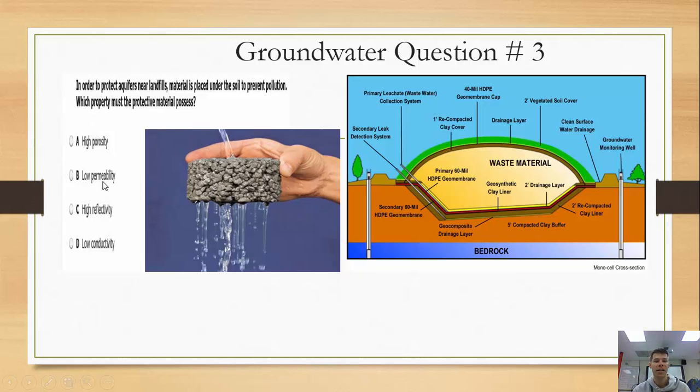Low permeability. That would mean that things would not pass through it very easily. So like the waste and the trash would not be able to pass through the liner and get into the aquifer. So our best answer here is B. We definitely want it to have very low permeability.